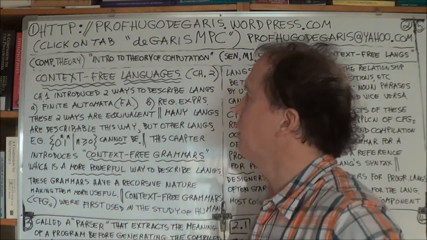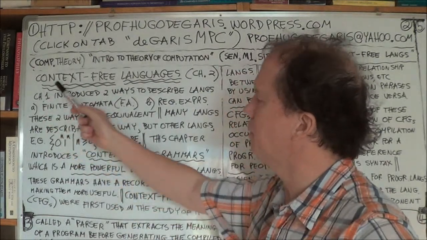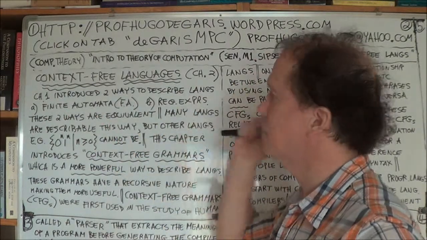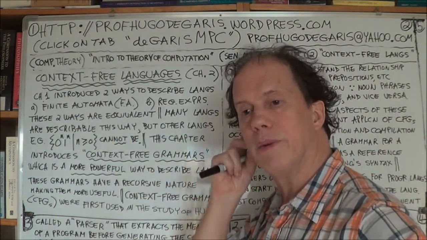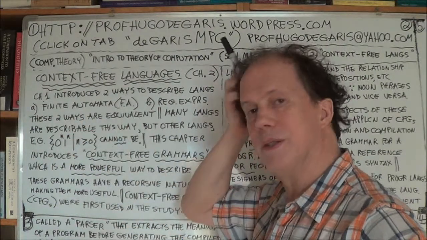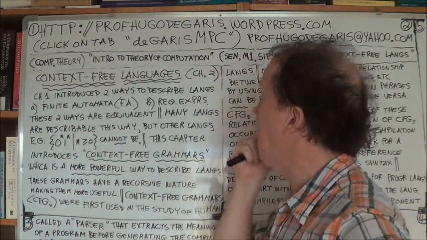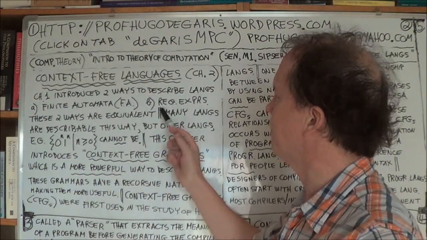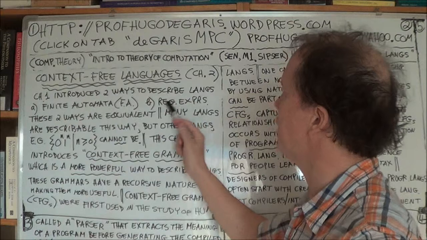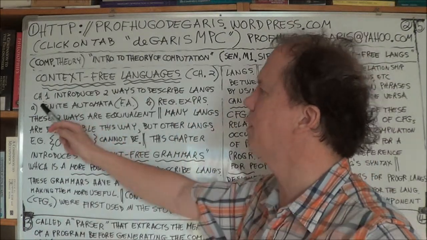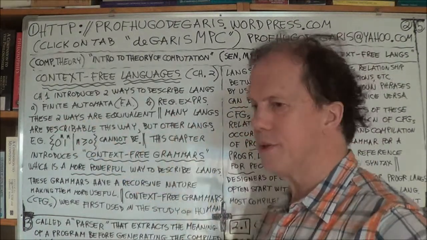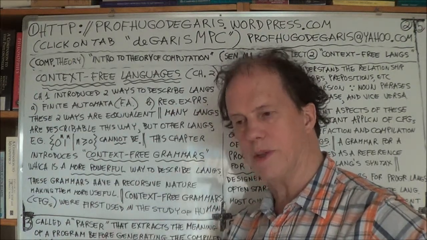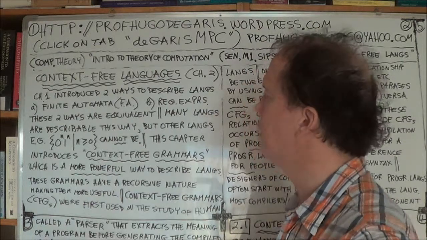Well, a bit of an overview of Chapter 2. Now in Chapter 1, to make a bit of contrast, we introduced two ways to describe languages. One was finite automata, and we went into that at length. And the other way to describe languages, regular expressions. And we had theorems showing these two ways of describing languages were equivalent. You go from one to the other, and did that at length.